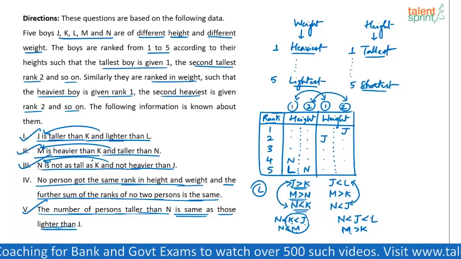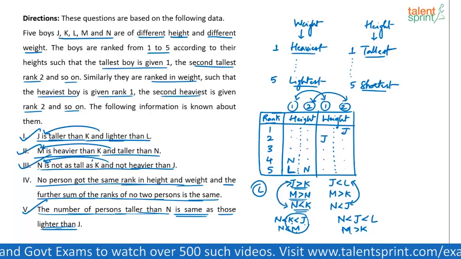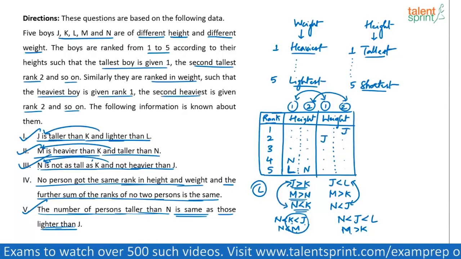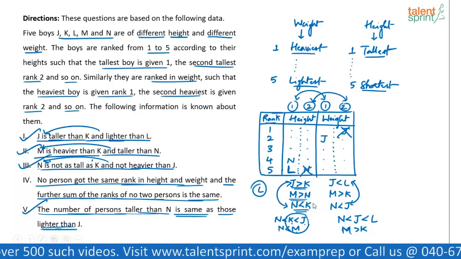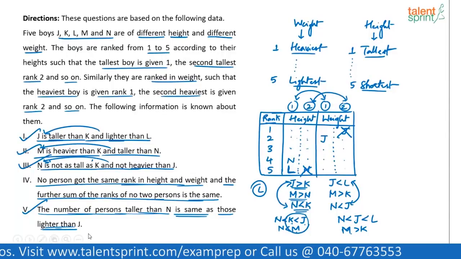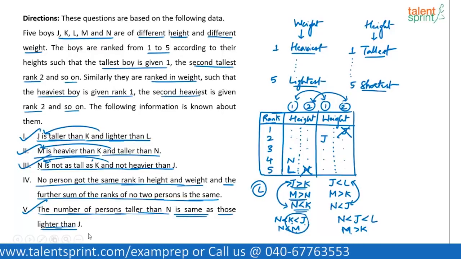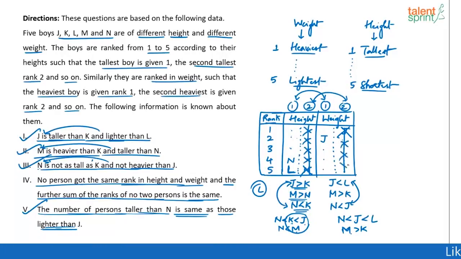J is lighter than L means L's rank will be higher than J. So J cannot take first position. If J takes first position, L has to take something above 1, which does not exist. So this is wrong. If this is wrong, this also is wrong, because the fifth condition says the number of persons taller than N is the same as the number of persons lighter than J. So case 2 is wrong. Forget about case 2. We thought there would be a case 2, but case 2 is wrong. So there is only one case now.